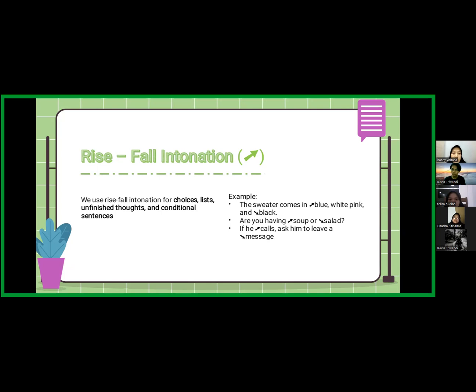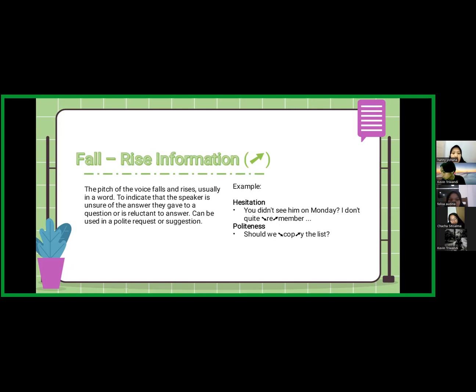And the next, rising intonation. The pitch of the voice rises at the end of the sentence. For example, yes or no questions, questions that can be answered by yes or no. For example, do you like your new teacher? And have you finished already?